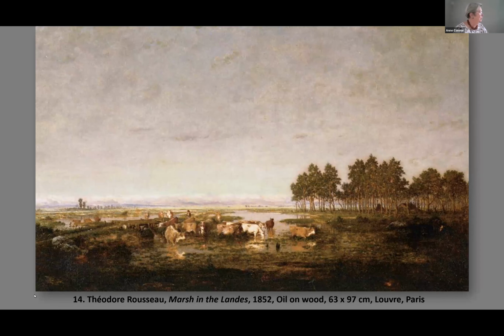And here's a little more marsh. This was, by the way, exhibited at the Salon in 1853, so one of his few successes there. And you can see this is very much a horizontal line, a low horizon, but an extremely well composed painting. Marsh in the Landes, so that's in the Bordeaux region.